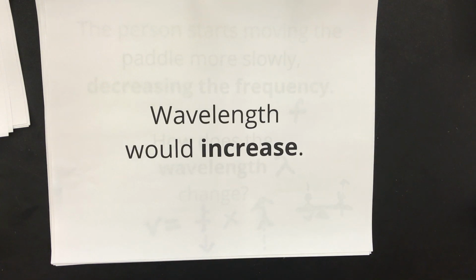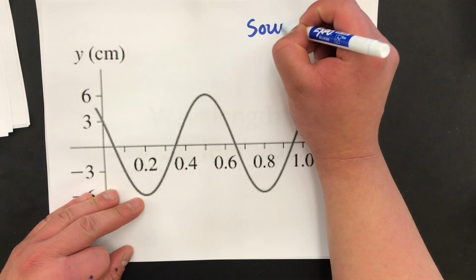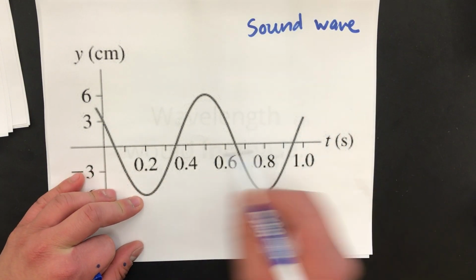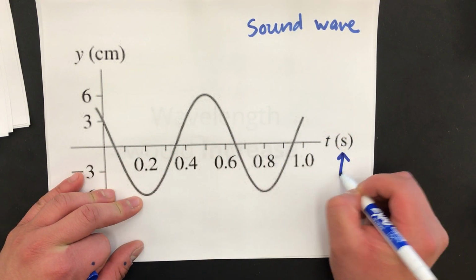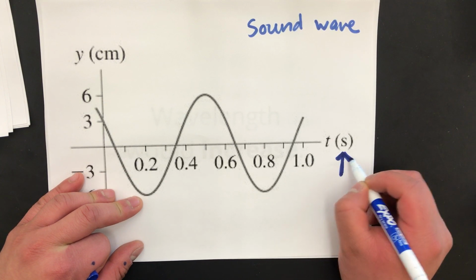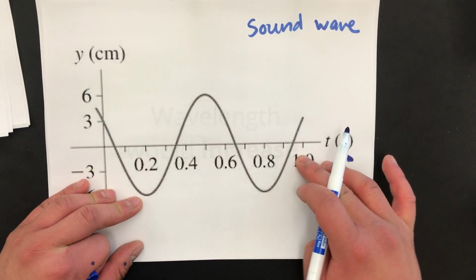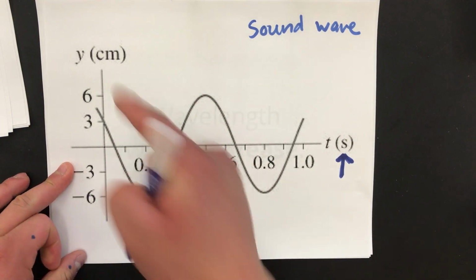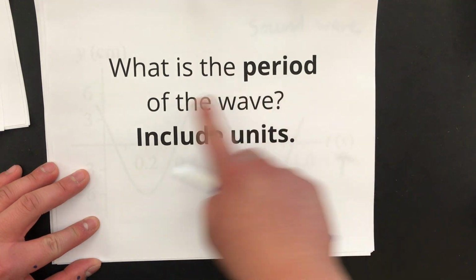So here's the next problem. We have this graph. This is a sound wave. Notice here that the units on the horizontal axis are seconds. It's a unit of time, not a unit of distance. So this tells you time. And this is centimeters, of course, on the vertical axis, the y-axis. So here's the first question. What is the period of the wave?